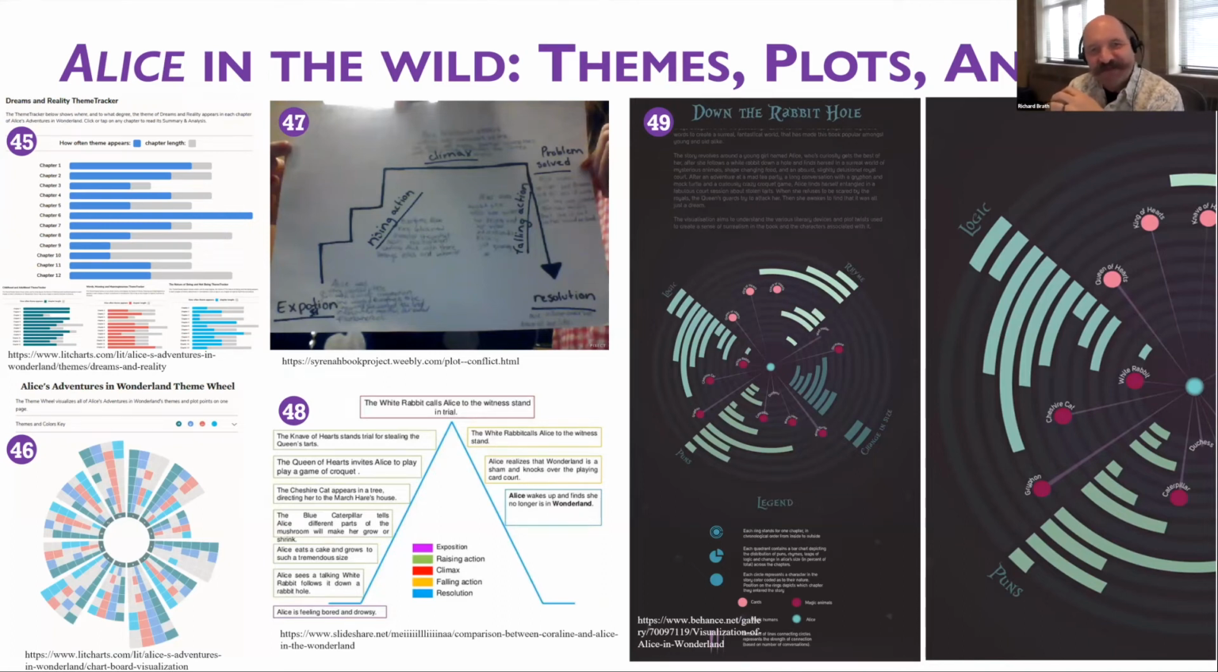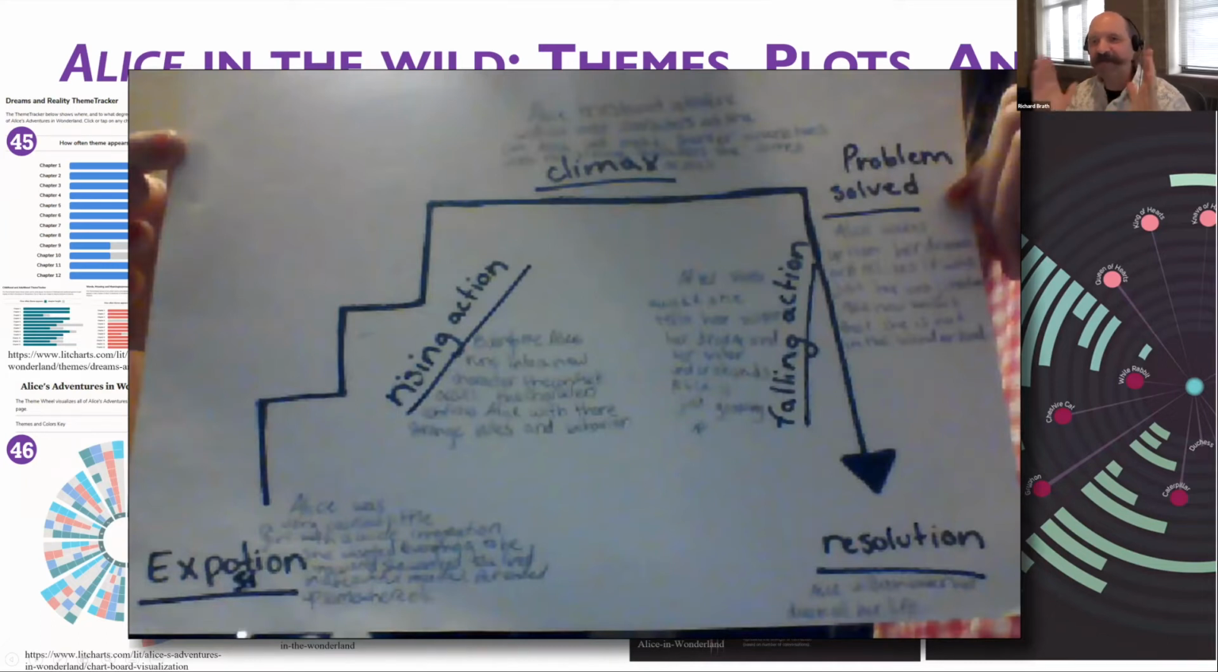Some more examples from in the wild. Themes and plots are an area that people visualize. Some of these are very similar to bar charts and so forth. Then there are plot diagrams, with rising action and falling action, or other analyses with more bar chart-like things, looking at logic and pun and so forth. I really like this handmade homework assignment that Sirena H. Thompson made.